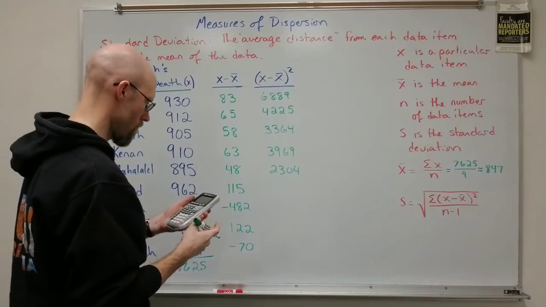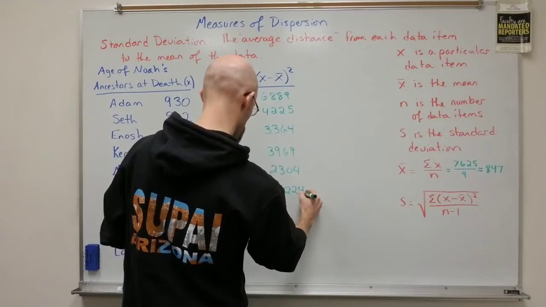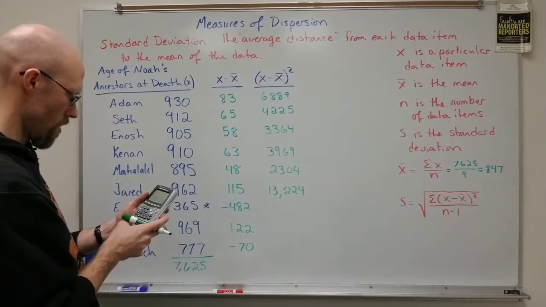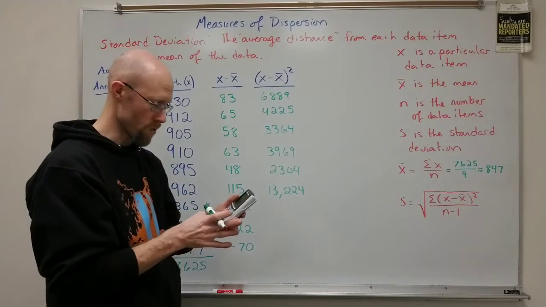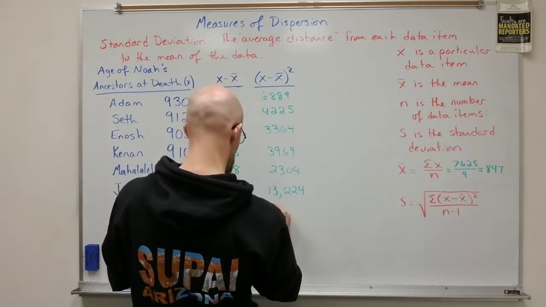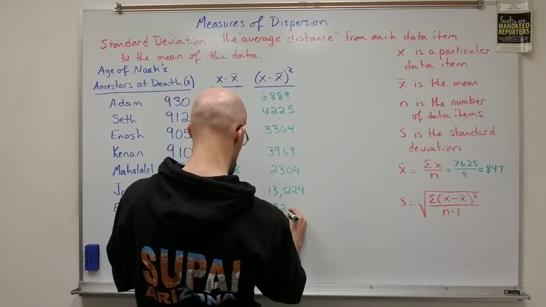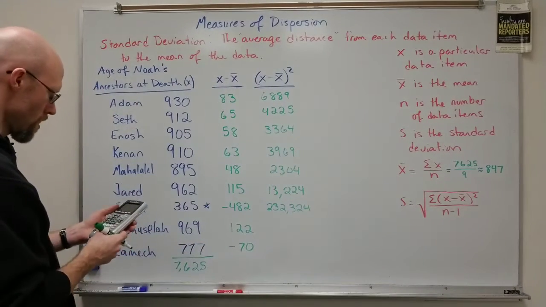115 squared is 13,224. Now, here's our big one. Negative 482 squared is the same as 482 squared, because when you square the negative, you get a positive anyway. And that is 232,324. So that's quite the number there.